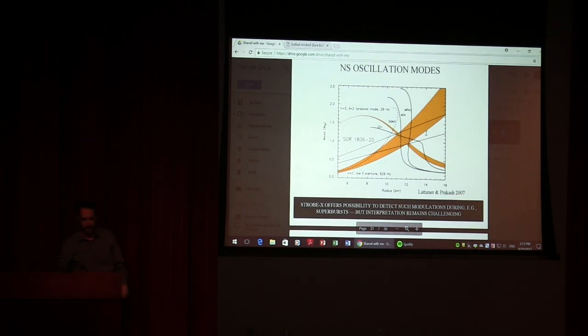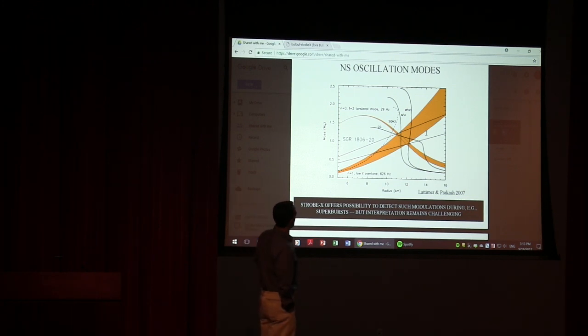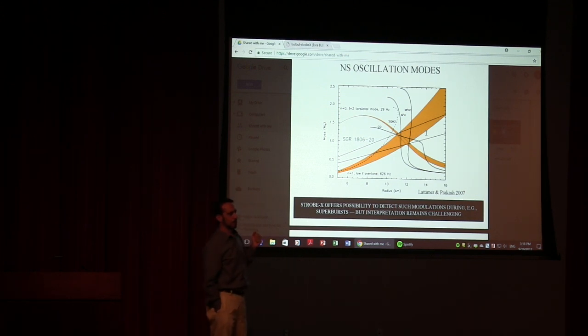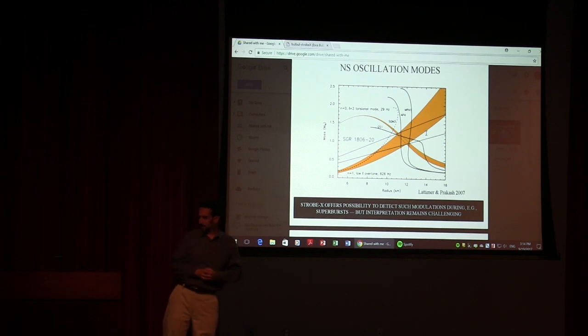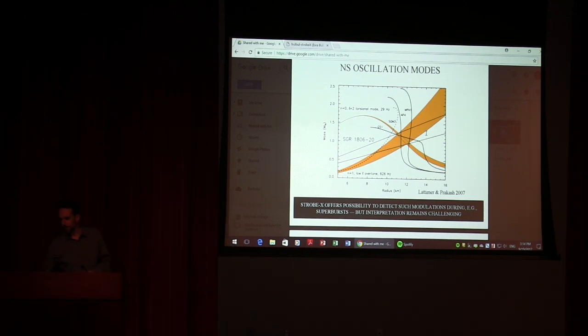Finally, oscillation modes. This is a plot from Lattimer and Prakash's review in 2007. The orange bands represent their mode identifications and interpretations of oscillations seen in SGR bursts, magnetar flares. And if you've identified the modes properly and can map them to a mass-radius model, a mode model, then you can make these constraints. But again, those are highly uncertain things, and these are very, very short-lived phenomena.